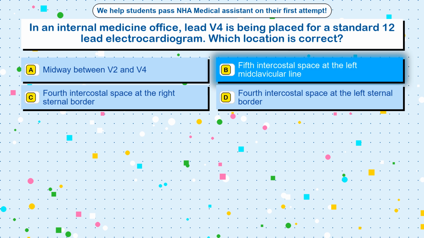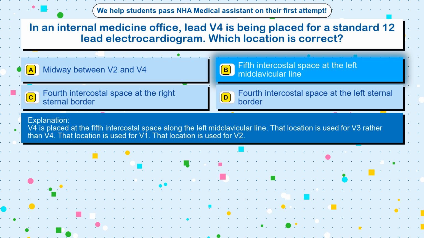The correct answer is option B. 5th intercostal space at the left midclavicular line. V4 is placed at the 5th intercostal space along the left midclavicular line. That location is used for V3 rather than V4. That location is used for V1. That location is used for V2.